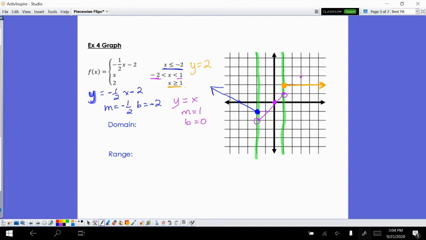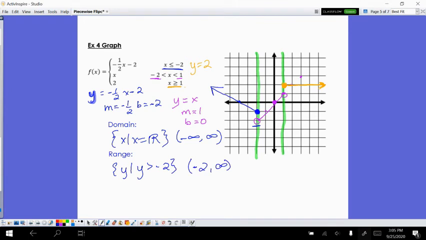Our domain, we extend to -infinity and positive infinity. So we're going to say that our domain is all real numbers, or negative to positive infinity. When it comes to range, we're looking lowest to highest. And on this graph, our lowest point is right here, which is at -2, but it's not included. And then we continue to go upwards positive infinity. So we could say y is greater than -2, or we could say -2 to positive infinity. And you'll notice that there's no equal sign and no closed bracket because that was an open circle.